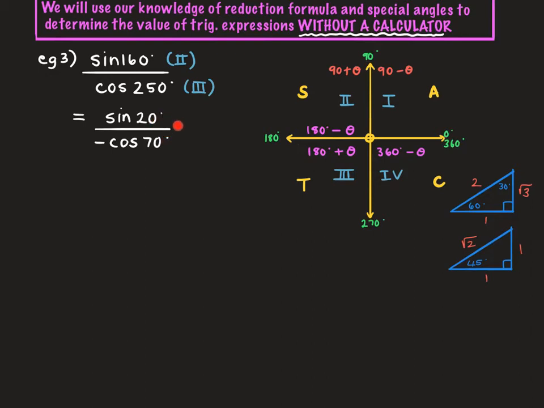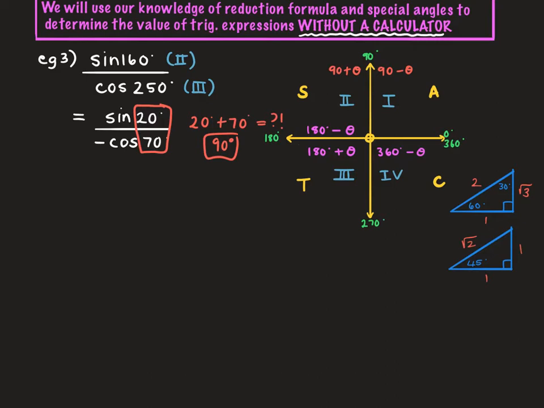And now you're going, oh goodness gracious, Claire, 20, 70, these are my special angles. And I'd go, you are 100% correct. So how can I simplify this further? Something should be jumping out at you. Look at these angles, 20 and 70. What do 20 and 70 add up to? They add up to 90 degrees. So we know that when I'm working with sine and cos, when the angles add up to 90, this is when we use cofunctions. Amazing, right?